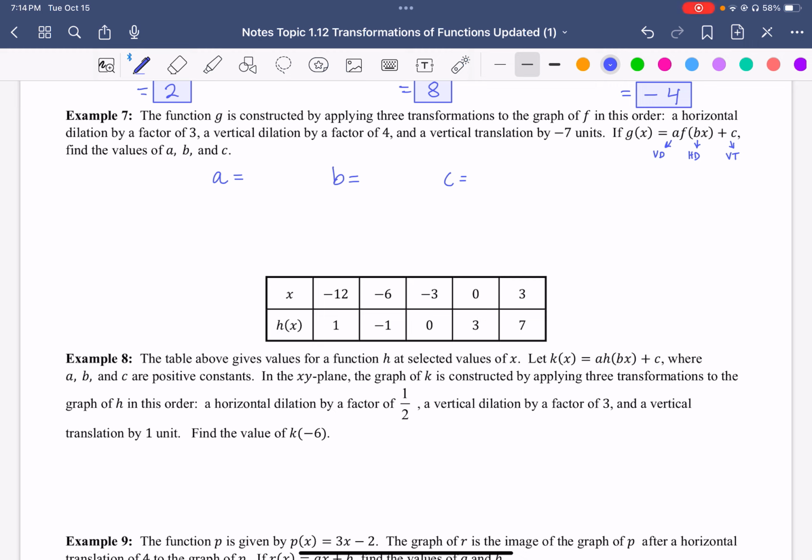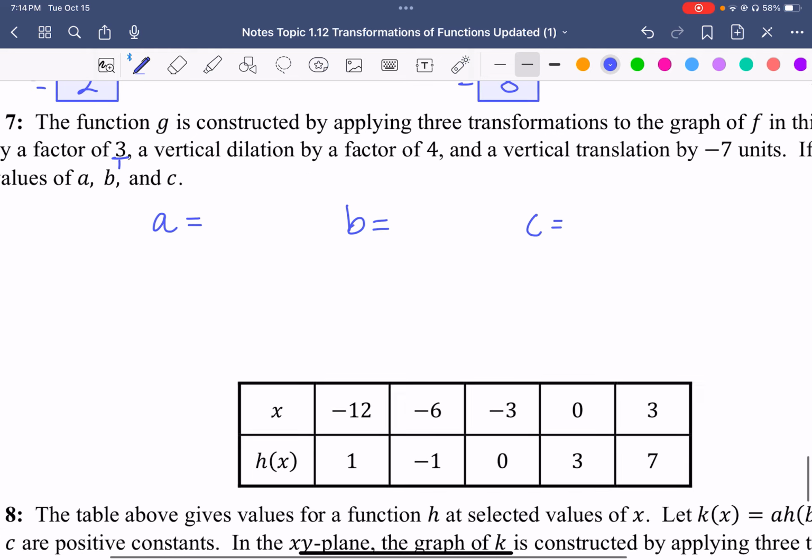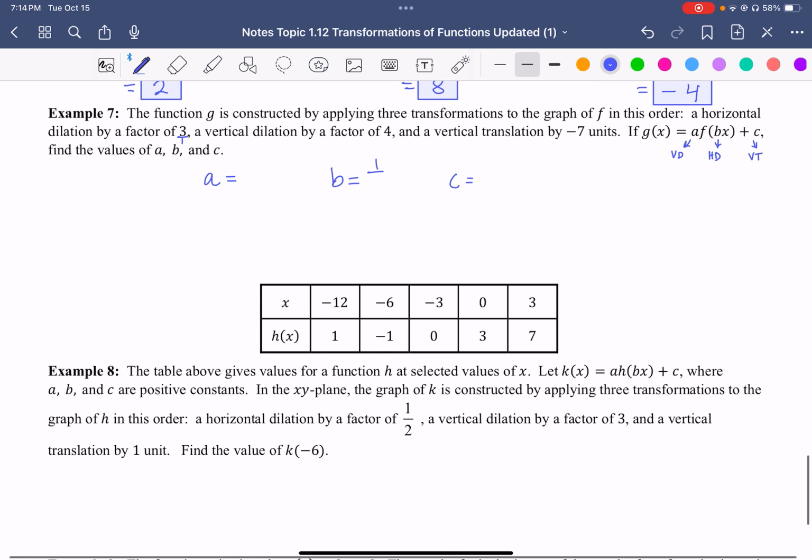All right, the first thing says a horizontal dilation by a factor of 3. But remember that everything inside is always the opposite, and for dilation specifically, it's the reciprocal. So if I were to make this 3 into a fraction, it would be 3 over 1, so the reciprocal would be 1/3. Okay? The next thing, a vertical dilation by a factor of 4. Let me be more accurate. A vertical transformation is always what it appears to be. So if it says a factor of 4, then a is equal to 4. And same thing with the vertical translation, it'll be exactly negative 7. Okay, so that one is pretty easy.